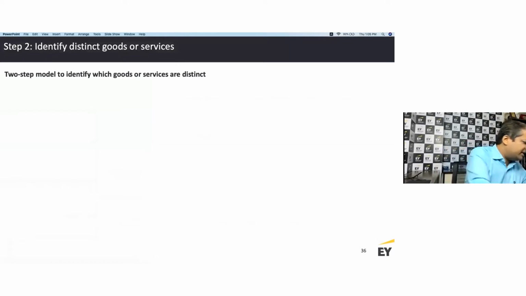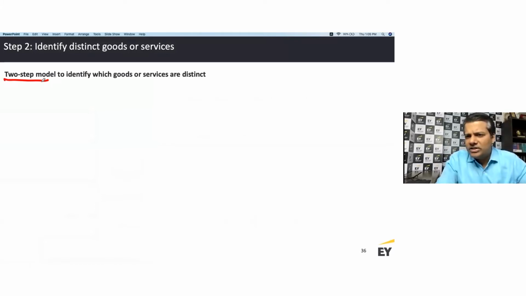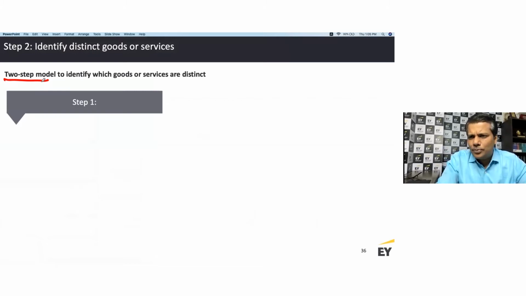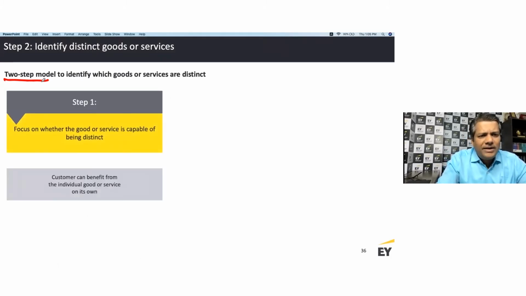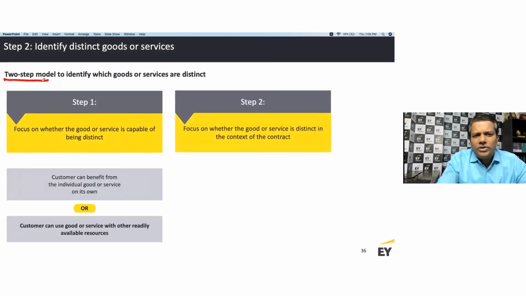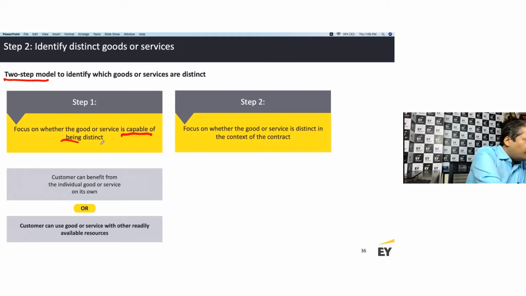And that's a 2-step model, which I need to look at, right? And what does this 2-step model suggest? Step 1, it is capable of being distinct, and step 2 is distinct within the context of the contract. So the goods or services are capable of being distinct and distinct in the context of the contract.